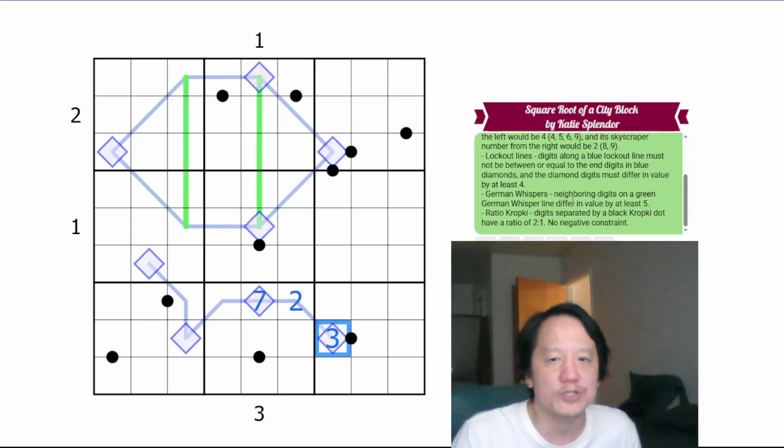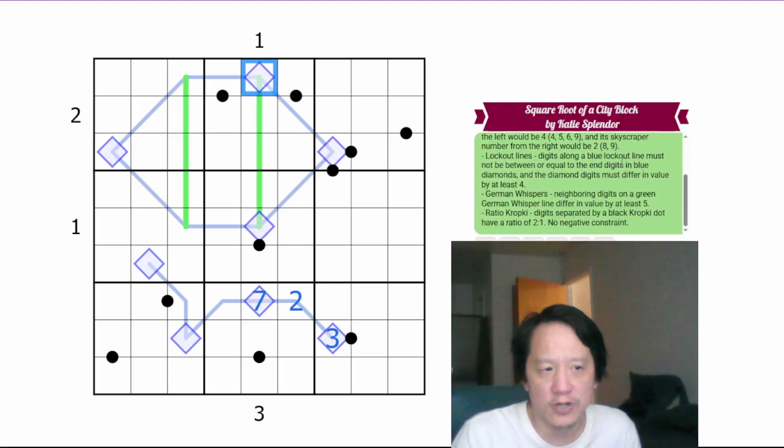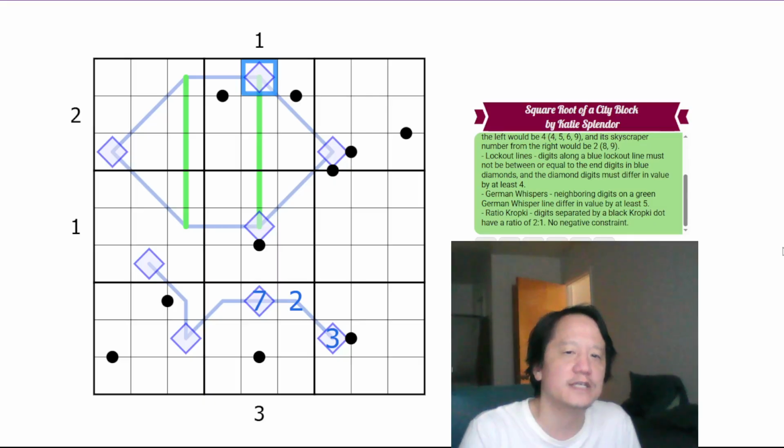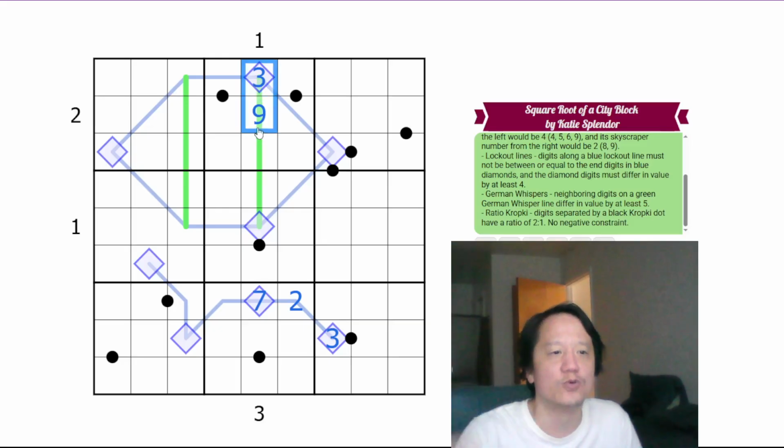We have German whispers, where neighboring digits on a green German whisper line differ by value by at least 5, and I will be calling them whisper 5 lines because Sarah came up with that naming convention and I thought it was very easily extendable, so that's why I used that. So as an example, if this were, say, a 3, this would have to be 8 or 9, because the only digits which are 5 or more away from 3 are 8 and 9.